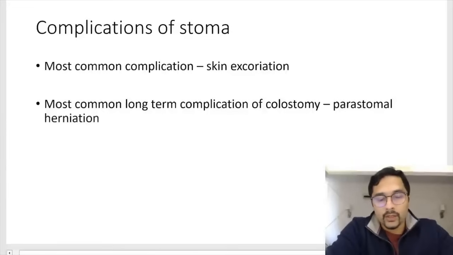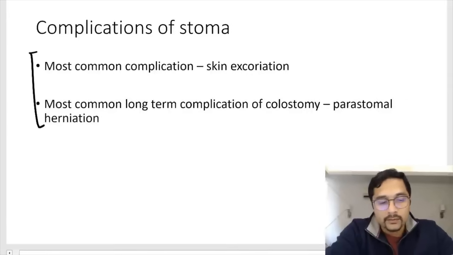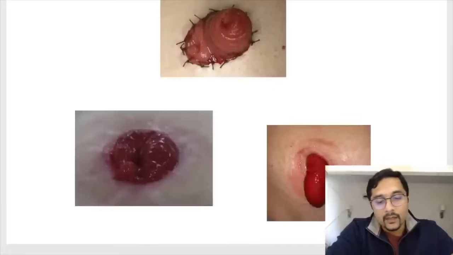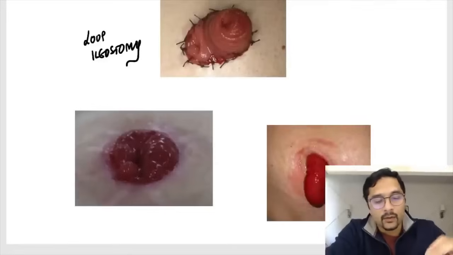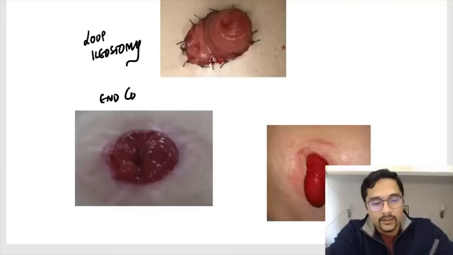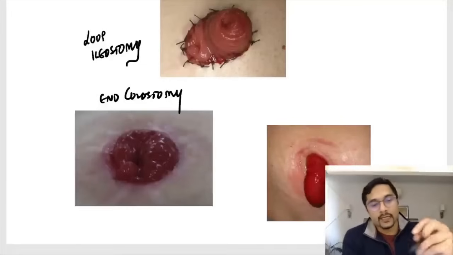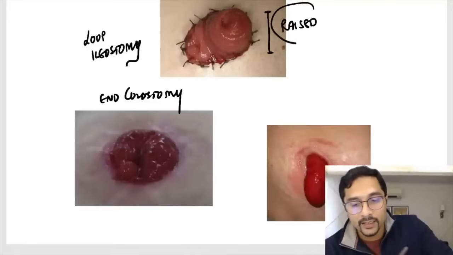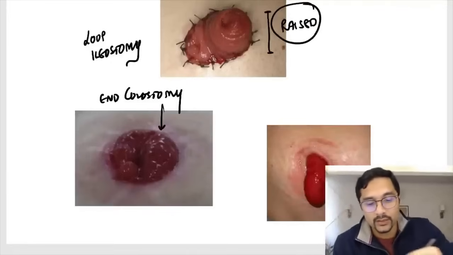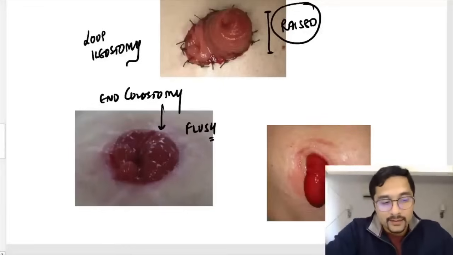Complications of stoma, the most common complication is skin excoriation, but the most common long-term complication of colostomy is parastomal herniation. So you can see here, this image is loop ileostomy. I just showed you why it is loop ileostomy. Here you can see a single opening. So this is an end colostomy. One more reason of ileostomy versus colostomy is that ileostomy is raised above the surface, whereas a colostomy is always flush with the skin. It is at the same level as the skin.